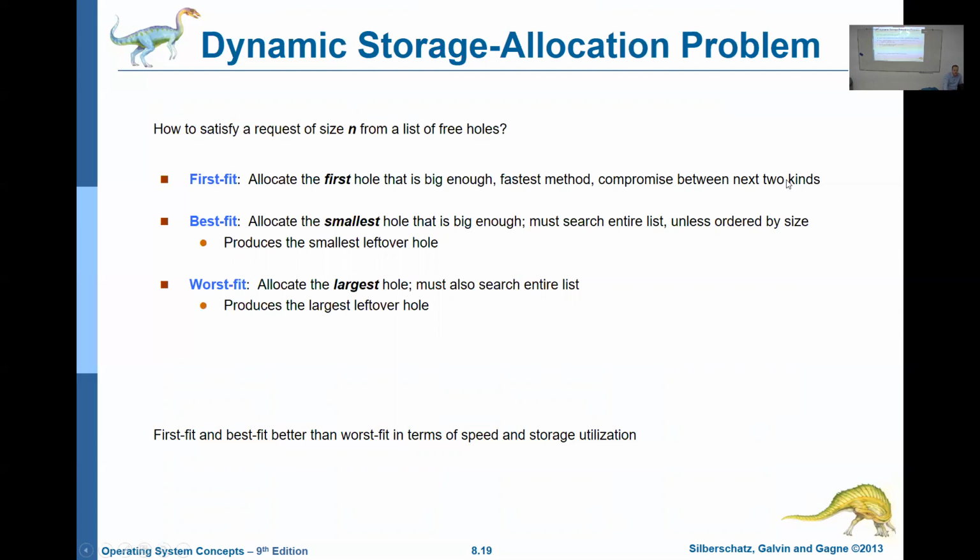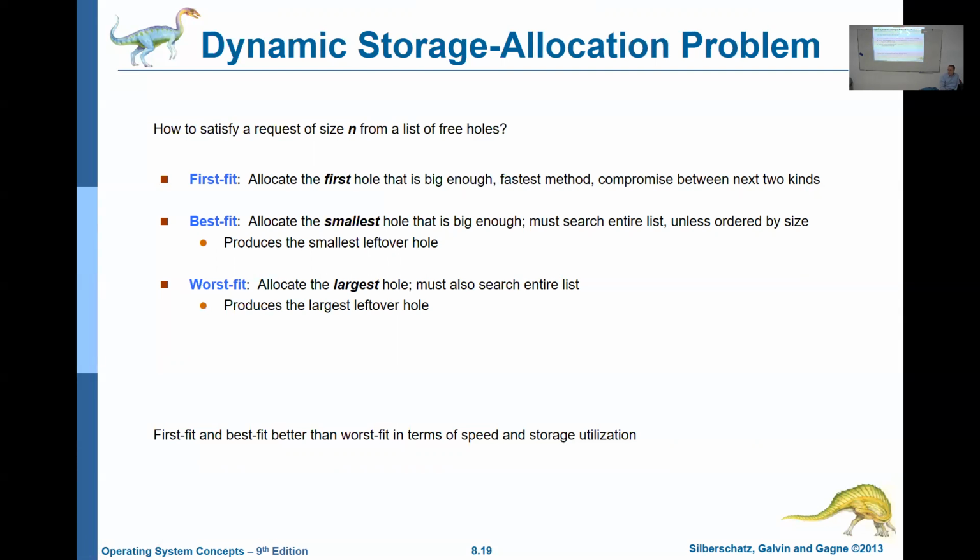It's a compromise between the next two kinds. Let's talk about the next two kinds. We'll see why it's a compromise. First fit, because it could be that it's not the best fit, right? What's the best fit? The best fit would be that there's the least amount of leftover space.